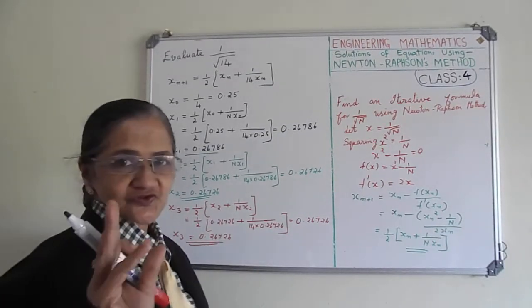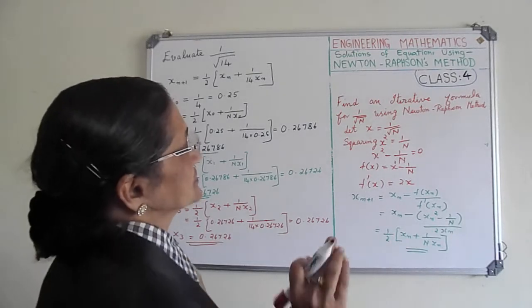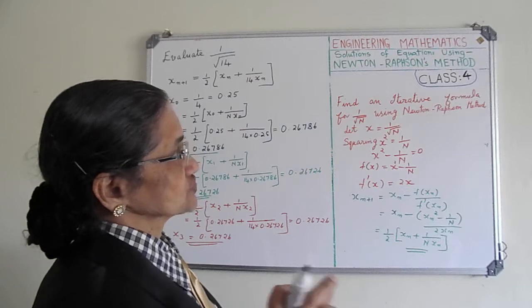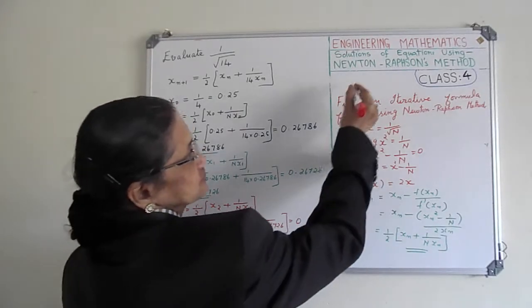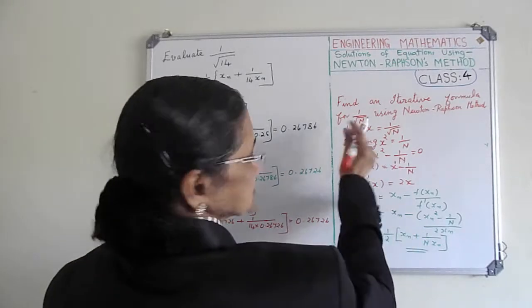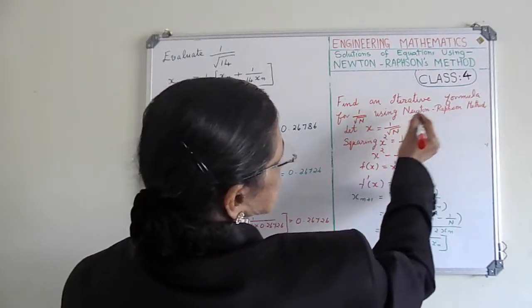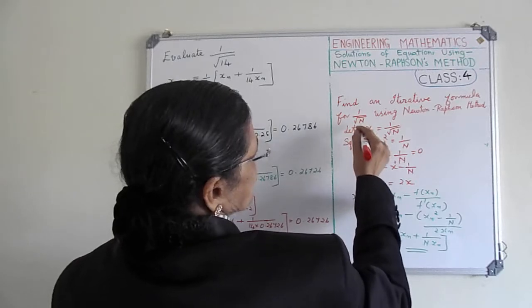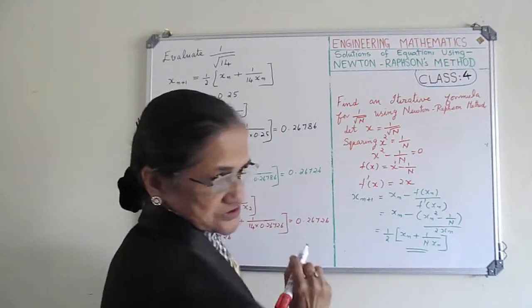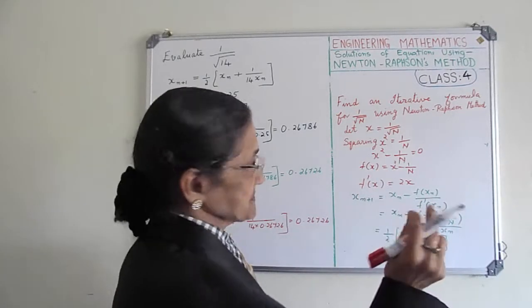Hi, welcome everybody. Today we have a class on engineering mathematics. It is solutions of equations using Newton-Raphson's Method. This is class 4. You see the question: find an iterative formula for 1 by square root of n using Newton-Raphson's Method, where n is a positive number.